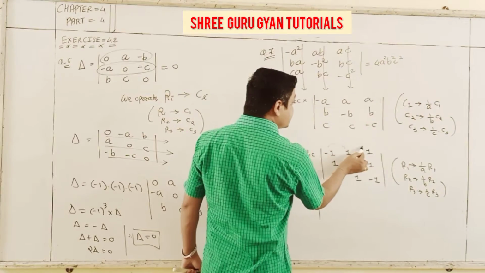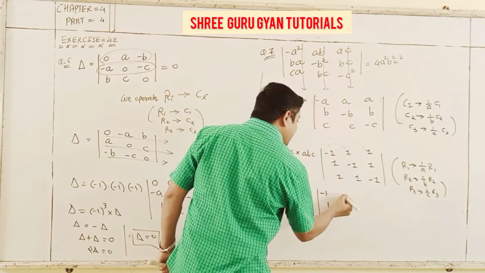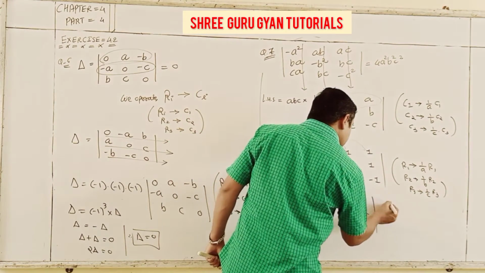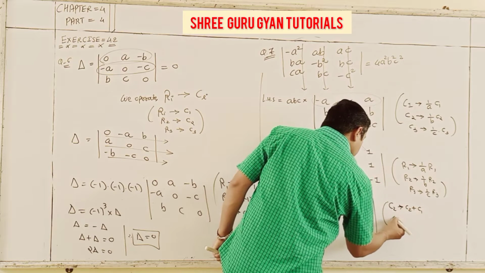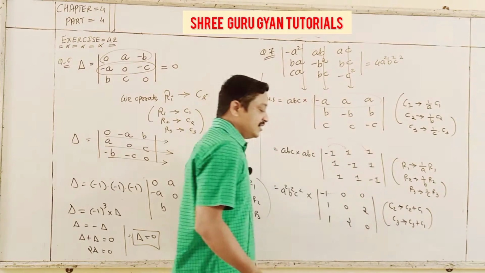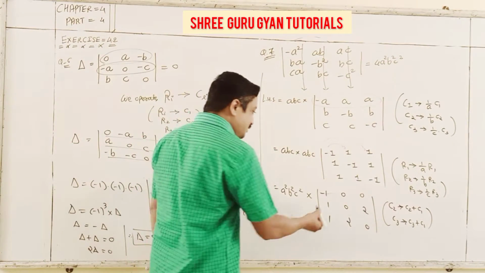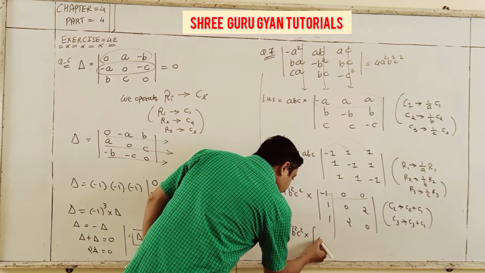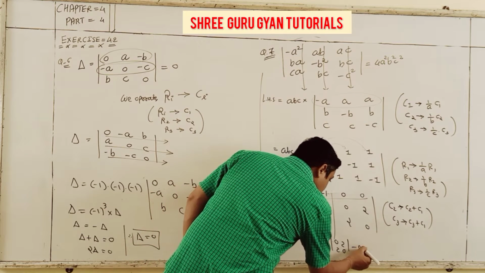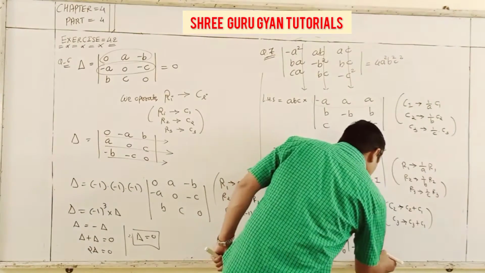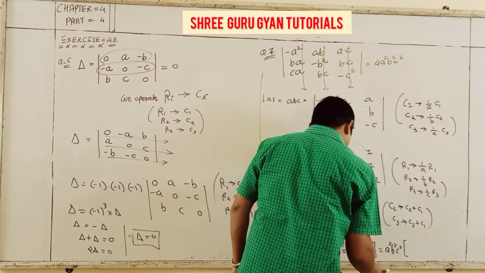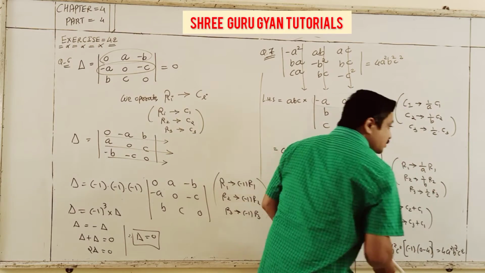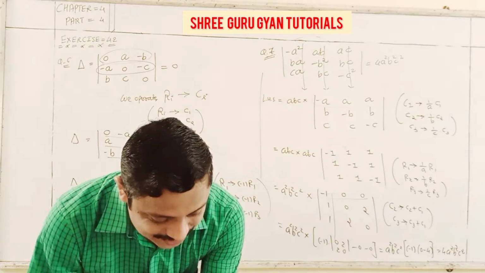And here we do the column additions. First column added to second gives 0, 0, 2; first also added to third gives 0, 2, 0. So column number 2 becomes C1 plus C2, column number 3 becomes C3 plus C1, and look at that, many zeros are there. So going to simple expansion, A square B square C square into minus 1 times 0 minus 4, in short it is minus 4. So your answer is 4 A square B square C square, and that much simple.